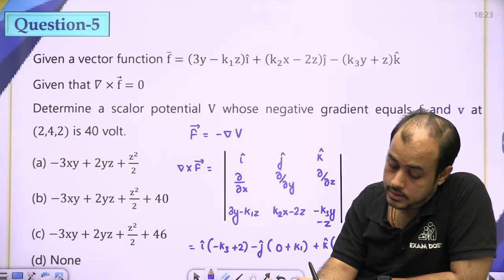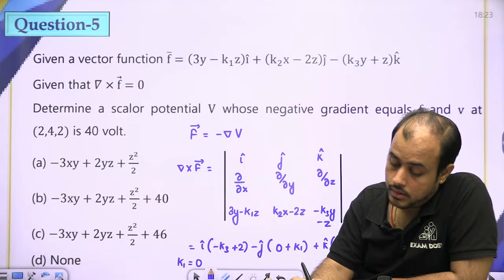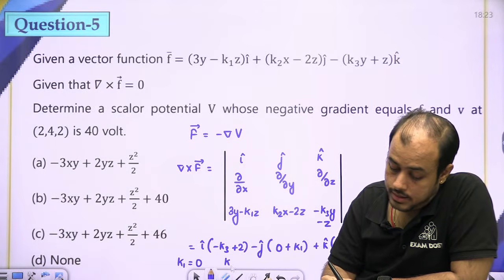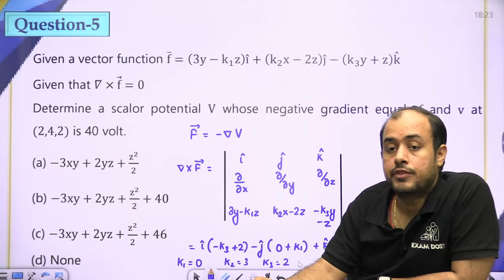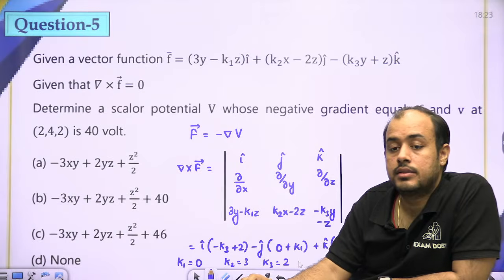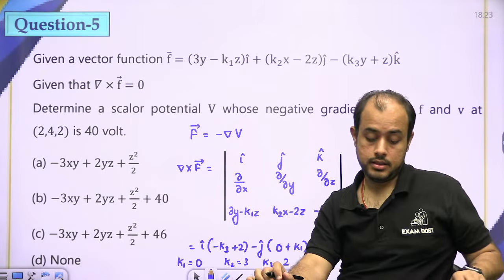K2. So K1 is 0, K2 is 3, K3 is 2. एक बारी कंफर्म करो भाई, यही वैल्यूज आ रही हैं. कंफर्म this 0, 3, 2. ओके.